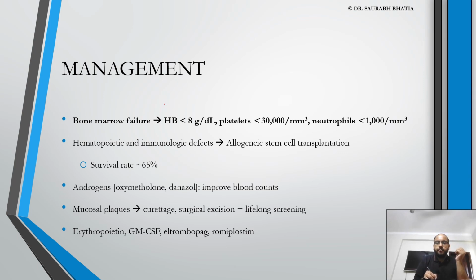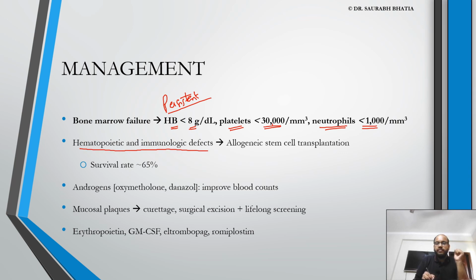So bone marrow failure. How do we describe bone marrow failure in DKC? It is persistently decreased hemoglobin less than 8, persistently decreased platelets less than 30,000, decreased neutrophils less than 1,000. So if any of these characteristics are present in a patient of DKC, the patient is in bone marrow failure and you should consider bone marrow transplant.